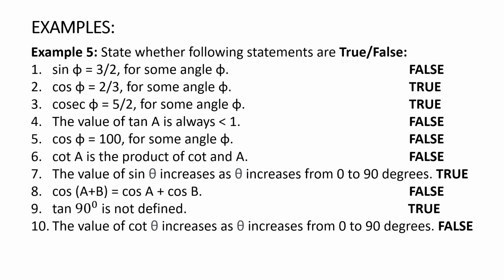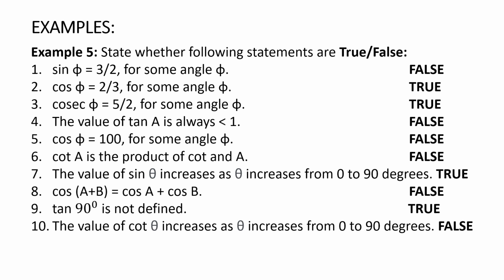Suppose if I take A as 30 degree and B as 60 degree, cos of 30 plus 60 degree means cos 90 degree is 1. But cos 30 degree is root 3/2, cos 60 degree is half. So 1 is not equal to root 3/2 plus half. Tan 90 degree is not defined. It is true because tan 90 degree is sine 90 degree by cos 90 degree. Sine 90 degree is 1, cos is 0. So 1 upon 0 is not defined.